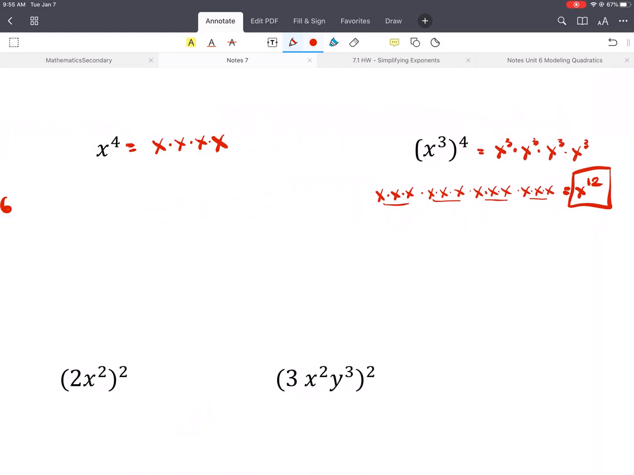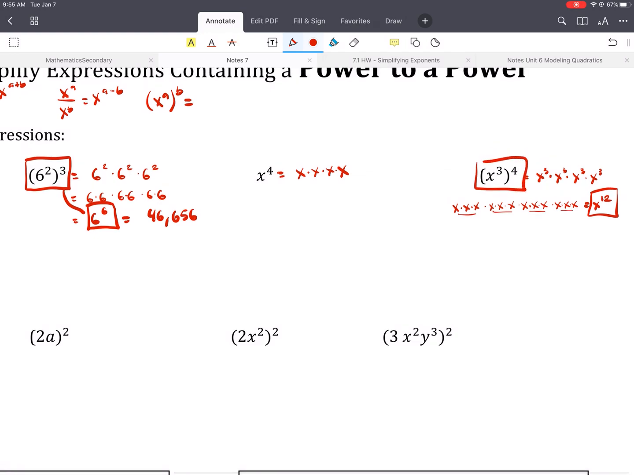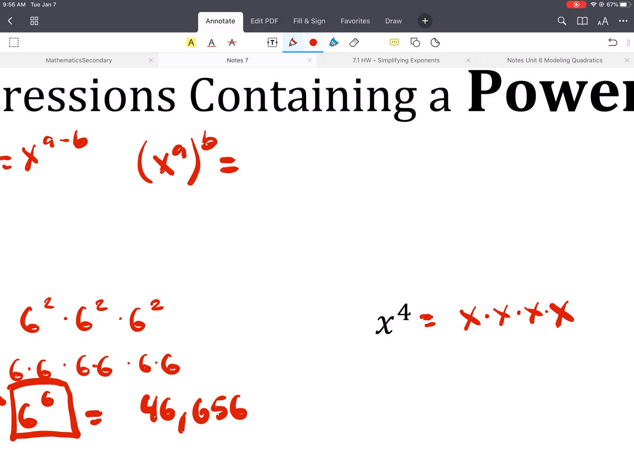So hopefully now you start to realize the relationship between the a and b, like the 3 and the 4, and how it relates to 12. How do 2 and 3 relate to 6? Okay, so probably you realize that whenever we have a power inside of a power, we multiply those exponents. So it'll be the same as x to the a times b.